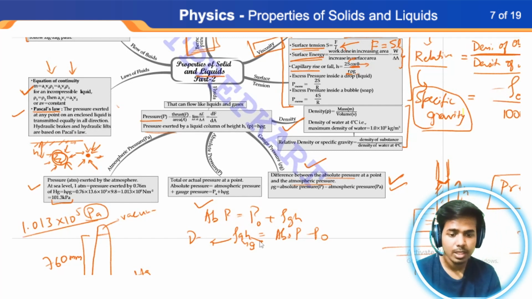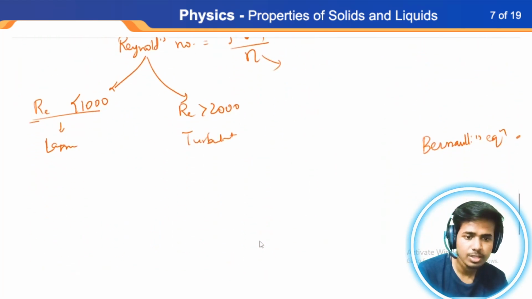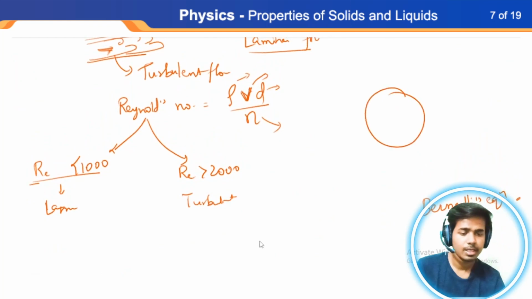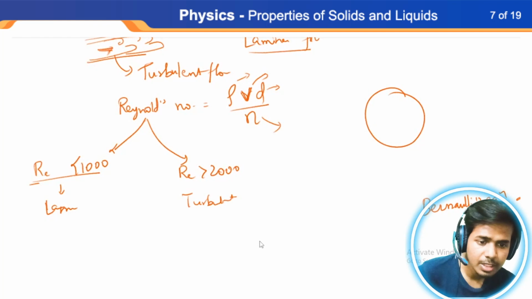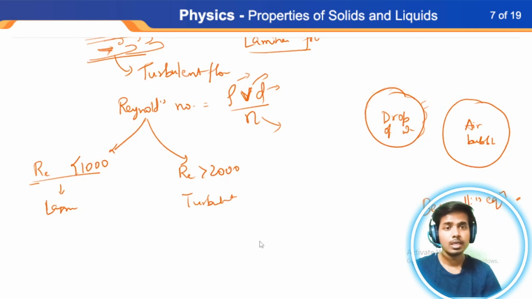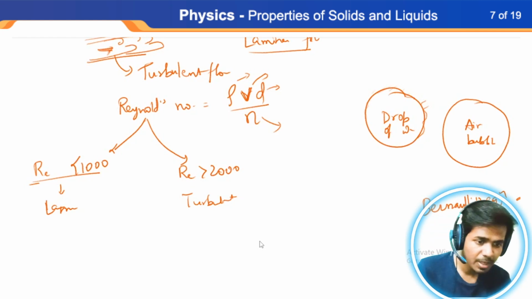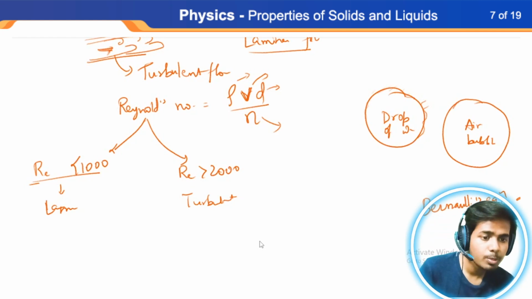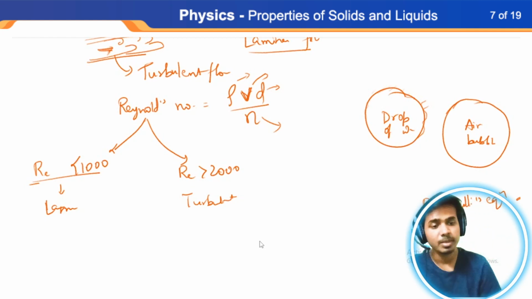Now we simply have something called, let me just show it here. Let's say you have a drop of water, and maybe an air bubble. In the case of the drop, only the outside surface is going to be the interface. Interface means the meeting point of two different mediums. But the air bubble is of course made up of liquid itself. Do not be fooled that it is made up of air or something.